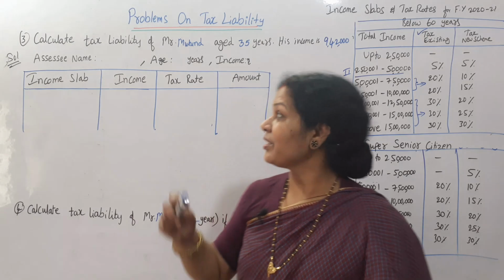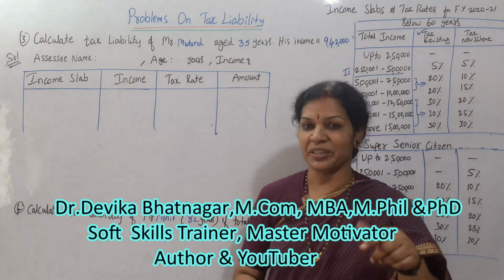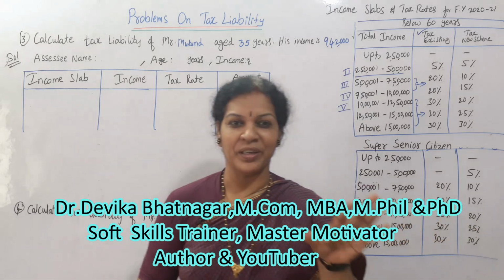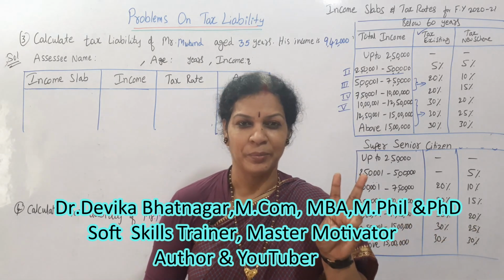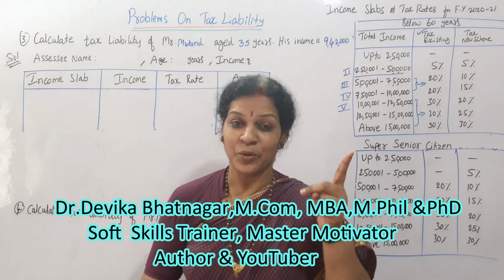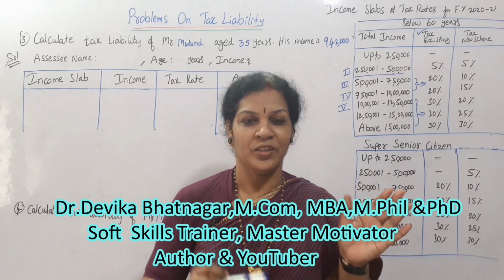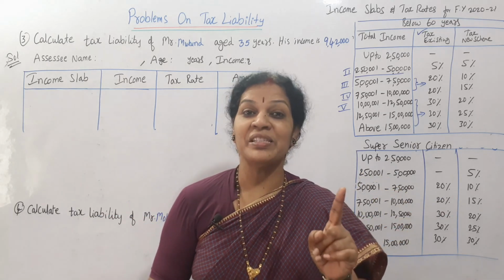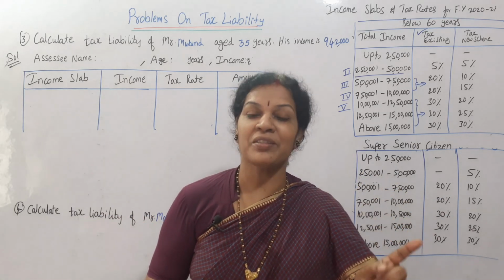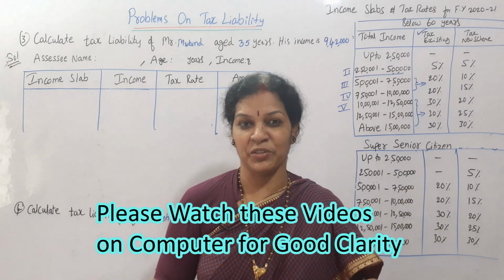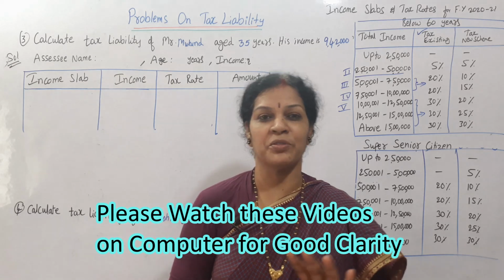So we are discussing problems on tax liability. In the previous class we did two problems based on two slabs. One was below 60 years, another one was above 60 years. In today's class we will see one problem below 60 years, because it is a very important examination point of view. Most of the time they'll ask you below 60 years only.